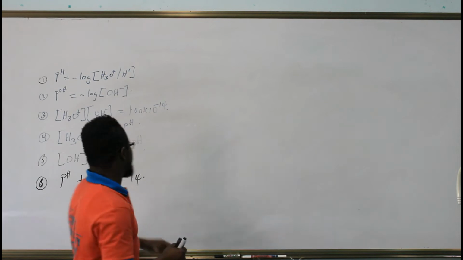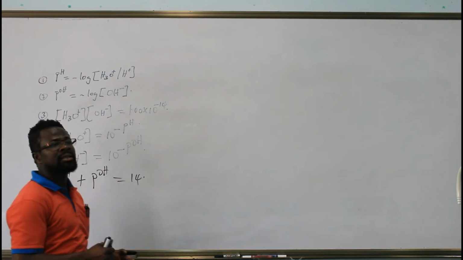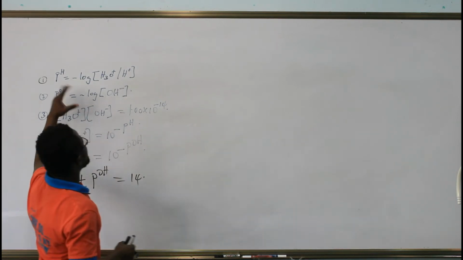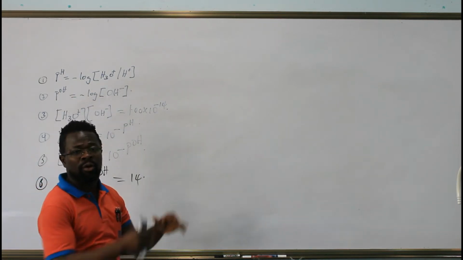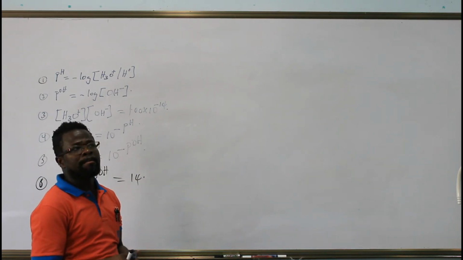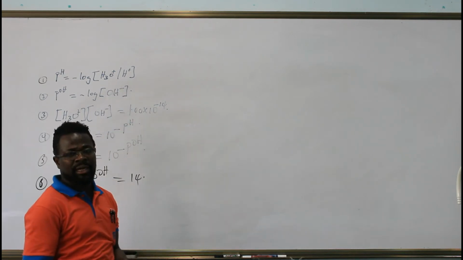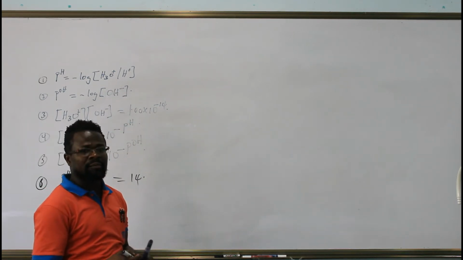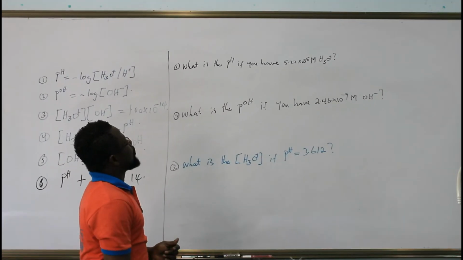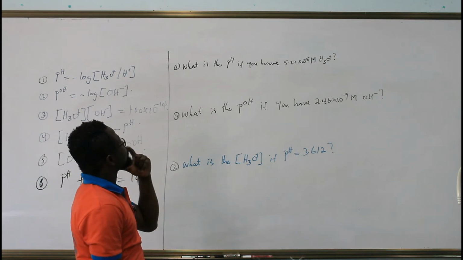Once we know these formulas, these 6 formulas will help us to solve problems when we are dealing with the calculation of pH and pOH. So let's begin by looking at examples. Let's apply these formulas that we have written down. Let's look at these problems that we have on the board.